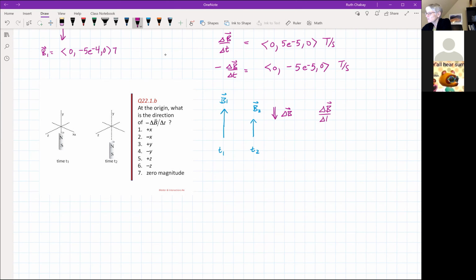delta B over delta T, because the direction isn't going to change because our change in time is always going forward, so delta T is always a positive scalar. So delta B over delta T is going to be in the minus y direction, right? Do you agree with that?